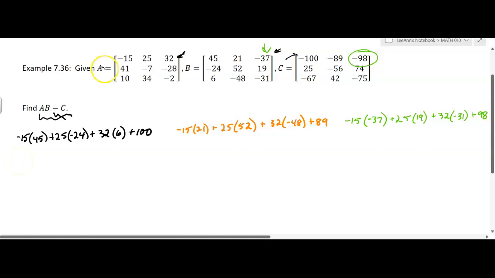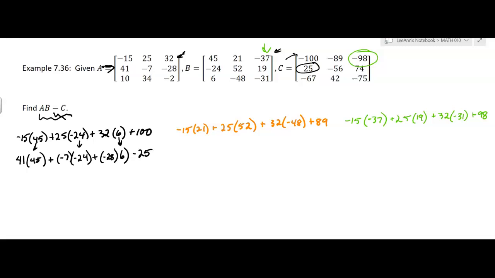Okay, but now we're on the second row. So we'll be having the 41 times 45. You could just use the entry above to get that part. It's going to be negative 7 times negative 24. You could figure out the signs too if you wanted to do it that way. Negative 28 times 6. What I'm talking about is I'm reusing these numbers here. And then what are we going to add to it, or subtract? I'm sorry, negative 25. Okay, subtract 25.